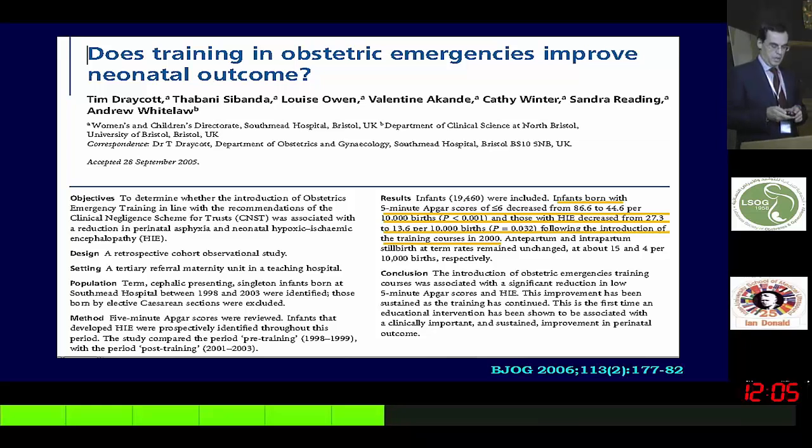That before training, this study was by Bristol, before training there was a rate of less than 6 to 5 minutes, 86.6 per 10,000. Then it was reduced to 44.6 per 10,000 after training, in the years before training. And hypoxic ischemic encephalopathy, a very important outcome, decreased from 27.3 to 30.6 after training. And training here was concentrated in a single year, in the year 2000. 99% of the labor was attended, or the labor was staff attended. So these observational studies suggest that it makes a difference to outcomes.